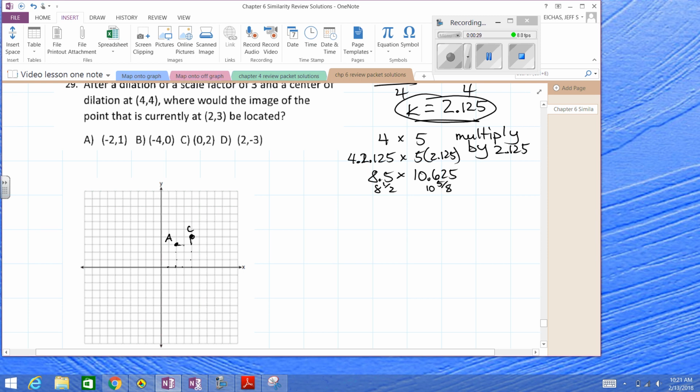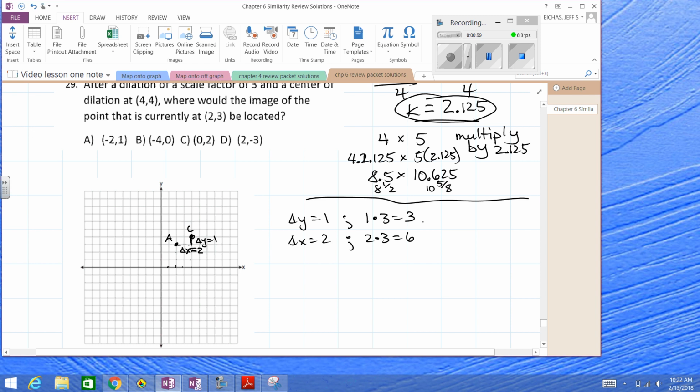So currently, the distance from C to A is a change in y of 1, and a change in x of 2. And we want to multiply them by the scale factor. So change in y is 1, so 1 times 3 equals 3. That's going to be your new change in y. Change in x is 2. 2 times 3 is 6.